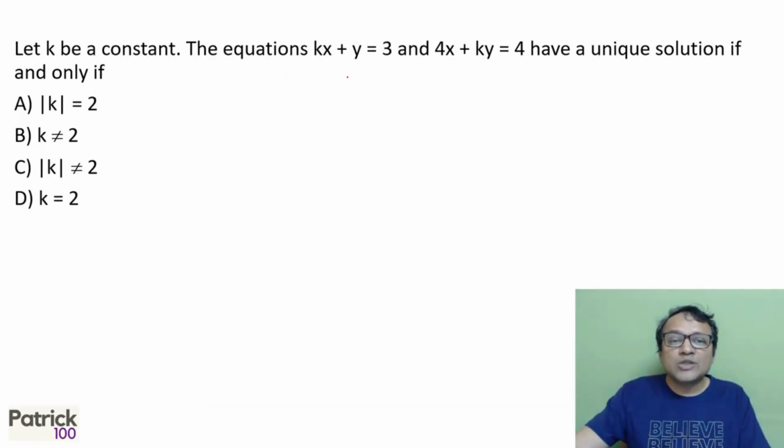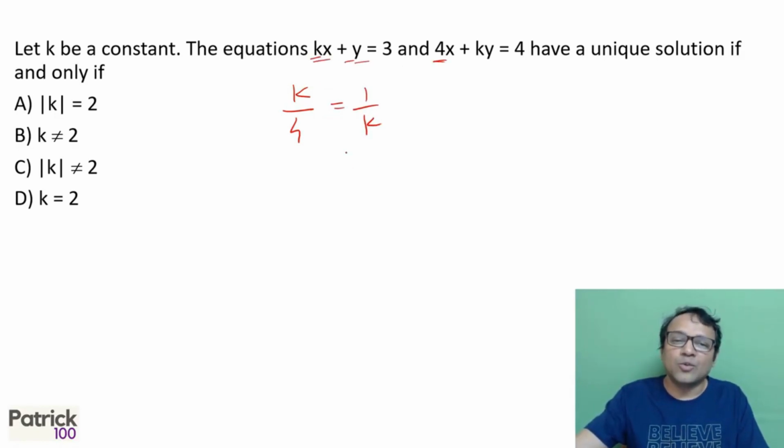They will have a unique solution when they intersect. That means they should not be parallel or the same line. So when will they be parallel or the same line? When k upon 4 is equal to 1 upon k, the ratio of x coefficients equal to the ratio of y coefficients, or the slope, whichever way you go. You get k square equal to 4, or k equal to plus or minus 2.